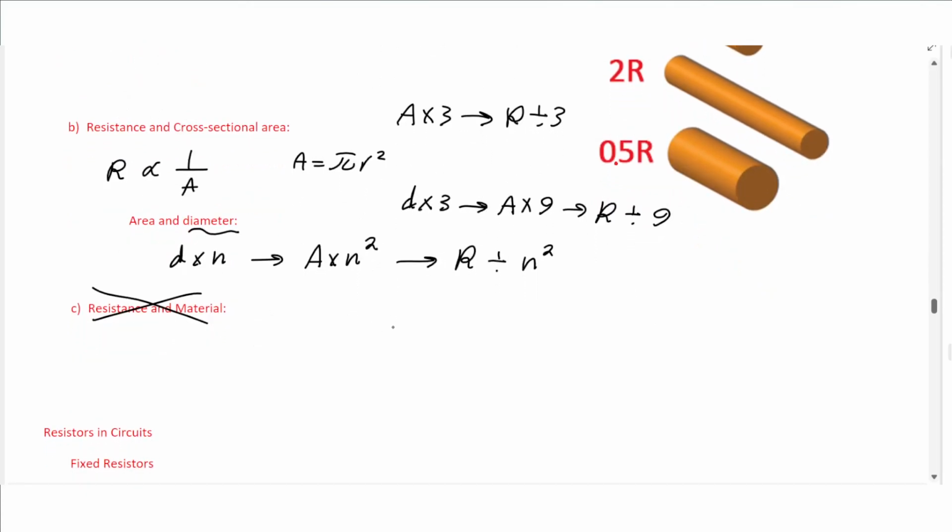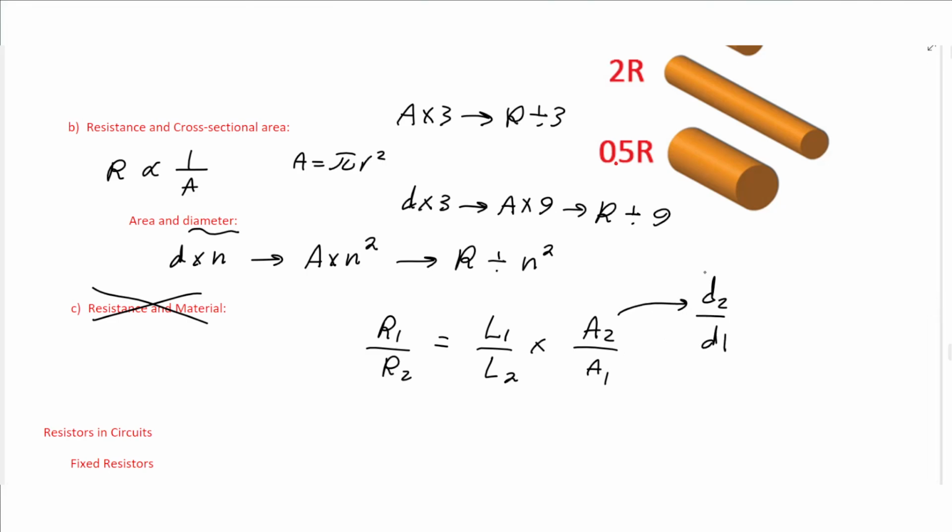If you compare 2 wires with different resistances, resistance 1 and 2, this ratio will be equal to the ratio of the length, 1 to 2, multiplied by the reverse ratio of the area, which is area 2 to area 1. Or you can replace the area with diameter, diameter 2 over diameter 1, but you will have to square this bracket. So R1 over R2 is equal to L1 over L2 times A2 over A1, or L1 over L2 times D2 over D1 all squared.